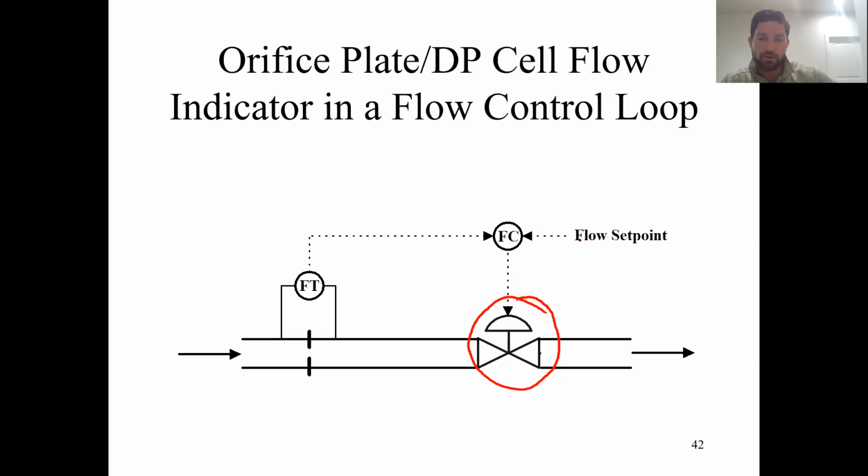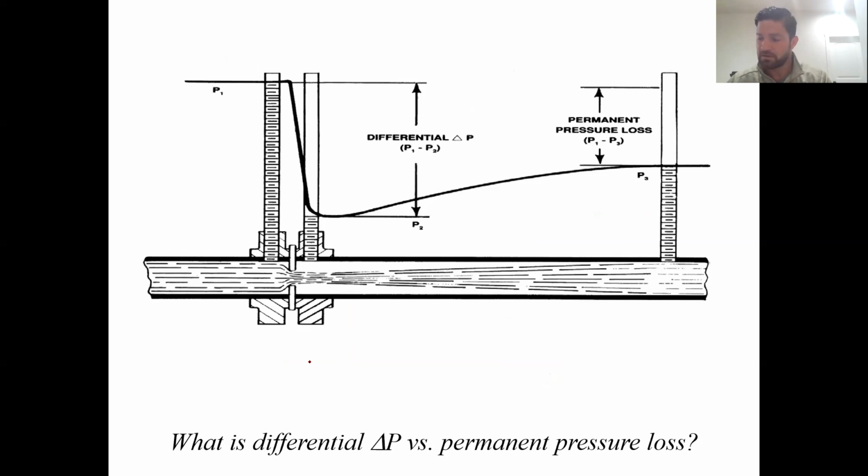For a flow controller, we'll have a set point. So maybe we want 5.0 gallons per minute. If we want 5.0 gallons per minute, we have to be able to measure it. So we'll have a measurement system. This right here is what's called an orifice plate DP cell. An orifice plate is essentially just a restriction to the flow. Imagine you have a straight pipe, and you put a washer inside that has a smaller diameter. So here's the full pipe.